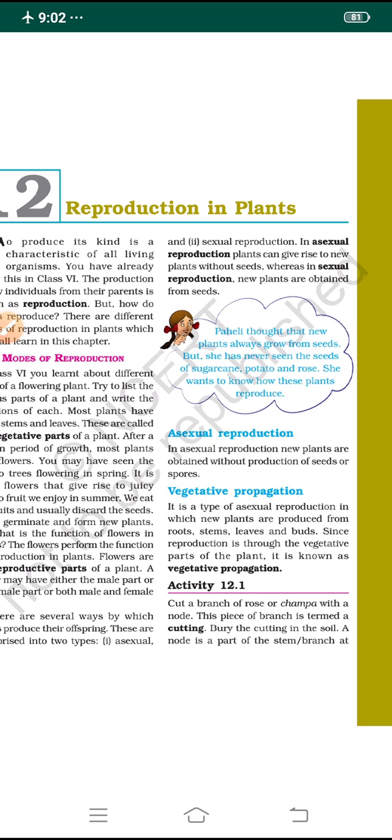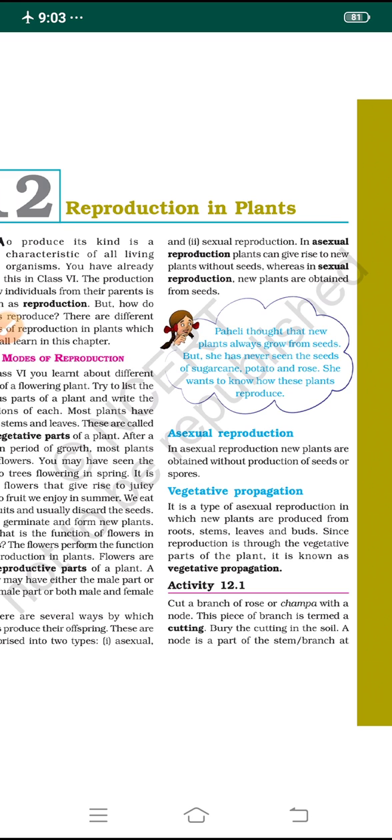Dear students, there is a question from a child here. We thought that new plants always grow from seeds. Most of us believe that new plants always grow from seeds. Most plants do grow from seeds only. But we have never seen the seeds of sugarcane, potato, and rose. So how do these plants reproduce? How do we get new plants from these plants? That is the question now.